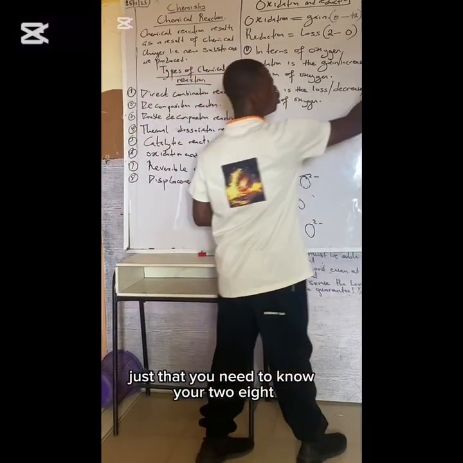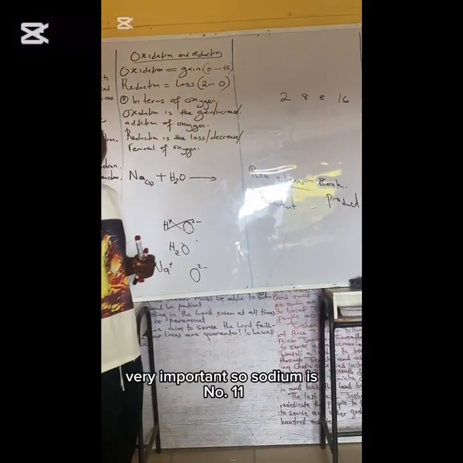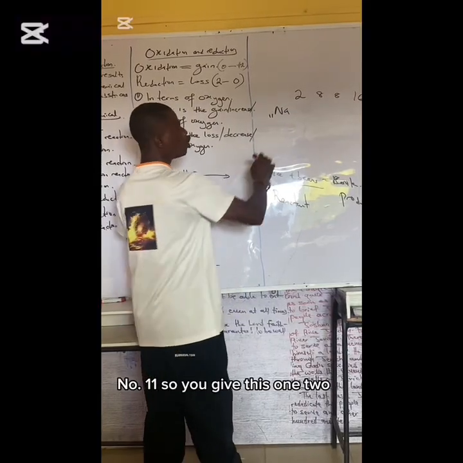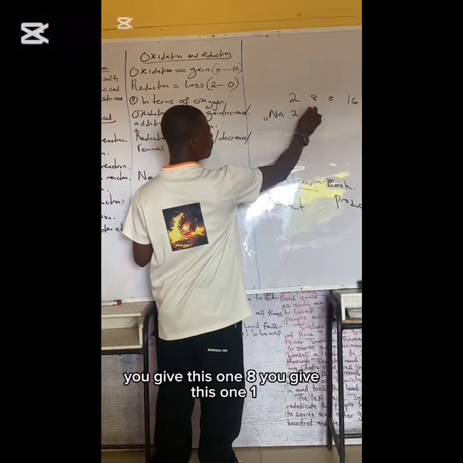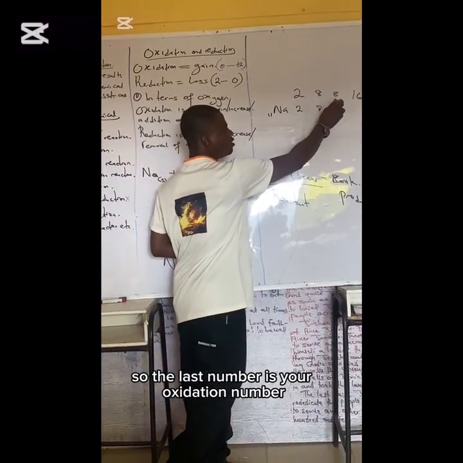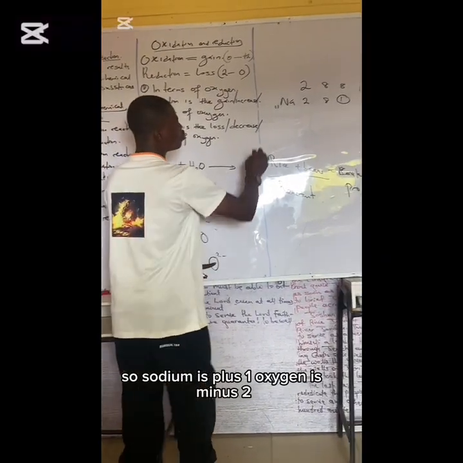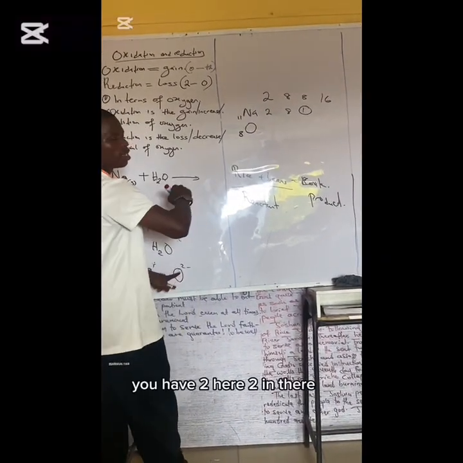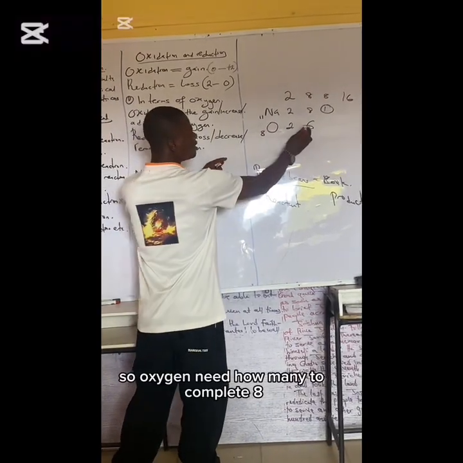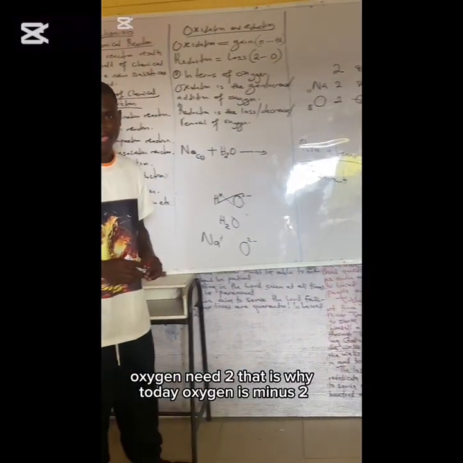Just that you need to know your 2, 8, 8 system very well. It's very, very important. So sodium is number 11. Number 11. So you give this one 2, you give this one 8, you give this one 1. So the last number is the oxidation number. So sodium is plus 1. Oxygen is minus 2 because oxygen is 8. You have 2 here, 2 in 8, which makes 6, you have 6 here. So oxygen needs how many to complete 8? Oxygen needs 2. That's why oxygen is minus 2.